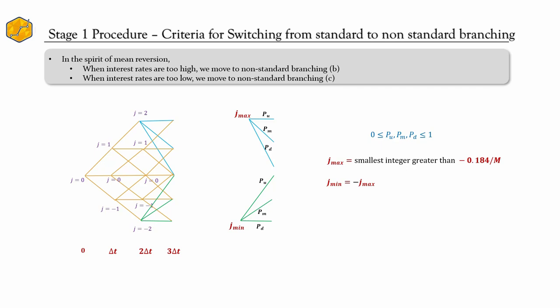And since we want to keep the tree symmetric, J min would be equal to minus J max. All right, so that's the minimum level of J, and we will do the non-standard branching version C, which is for the low interest rate environment. That will kick in at J min, which is equal to minus J max.